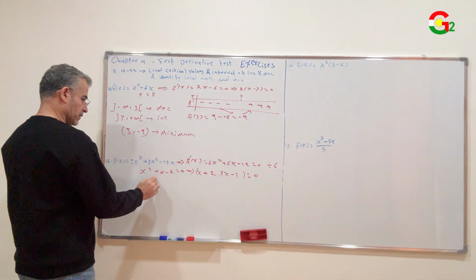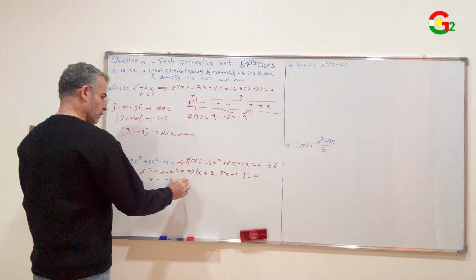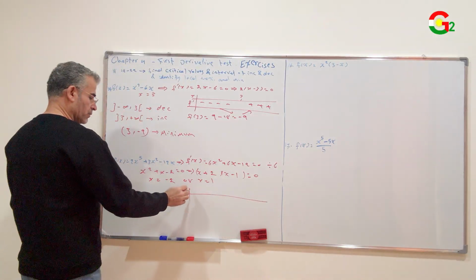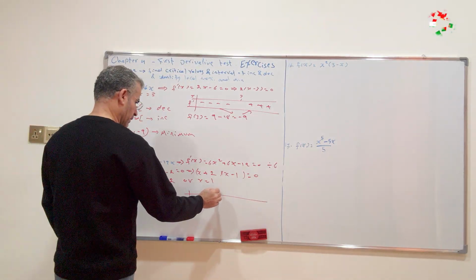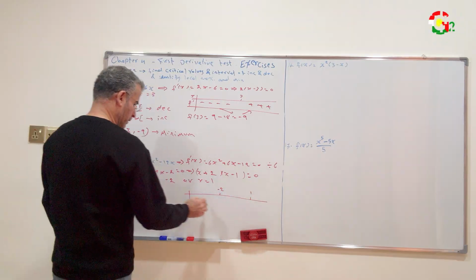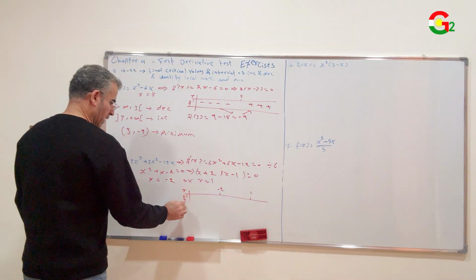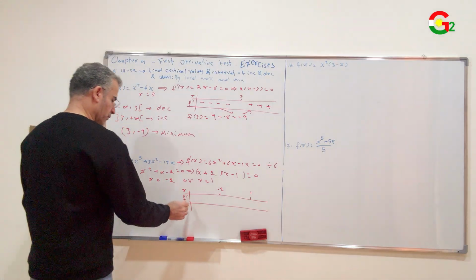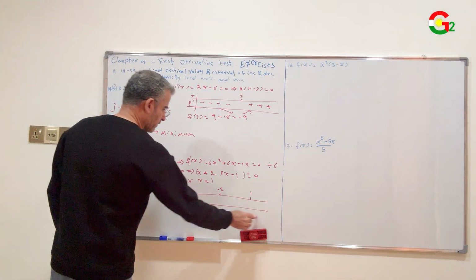Then either x equals negative 2 or x equals 1. Set these two critical points on the number line, negative 2 and 1. Find the sign of the derivative before, after, and between these values.